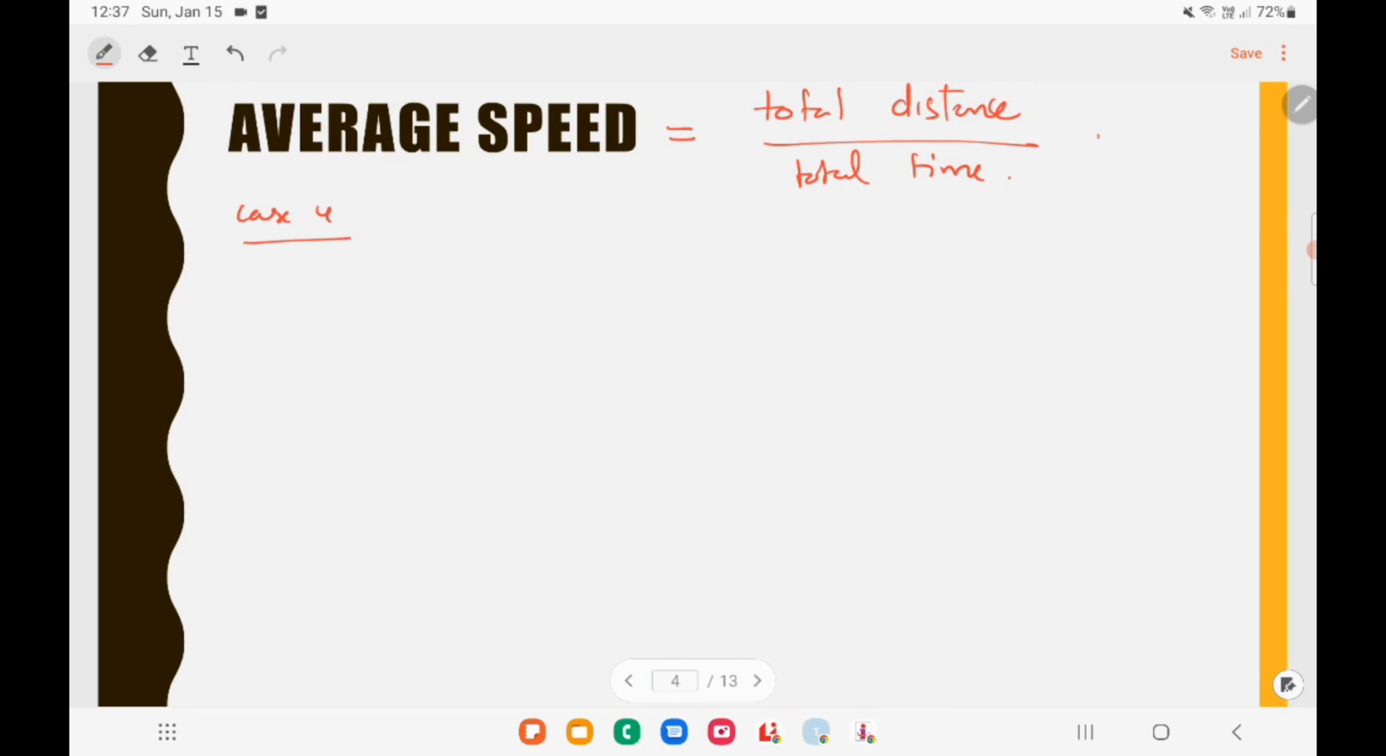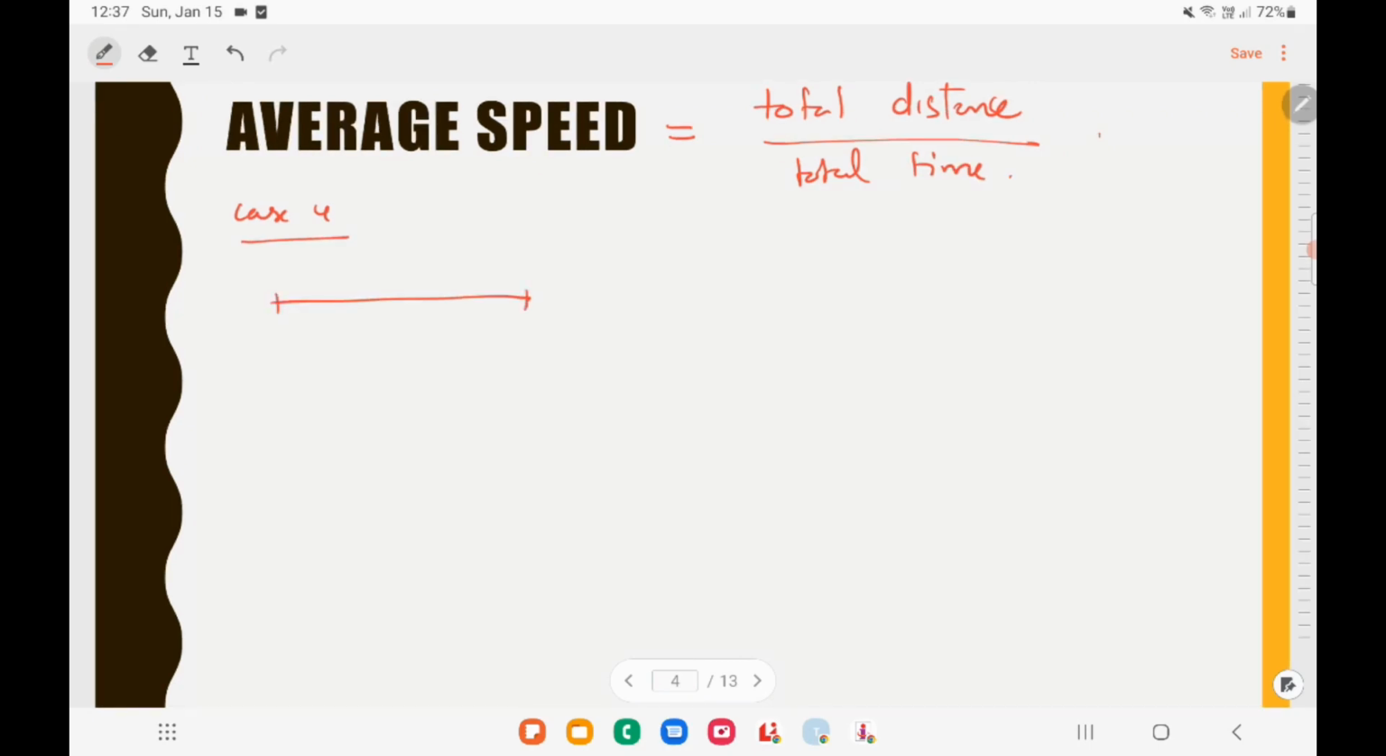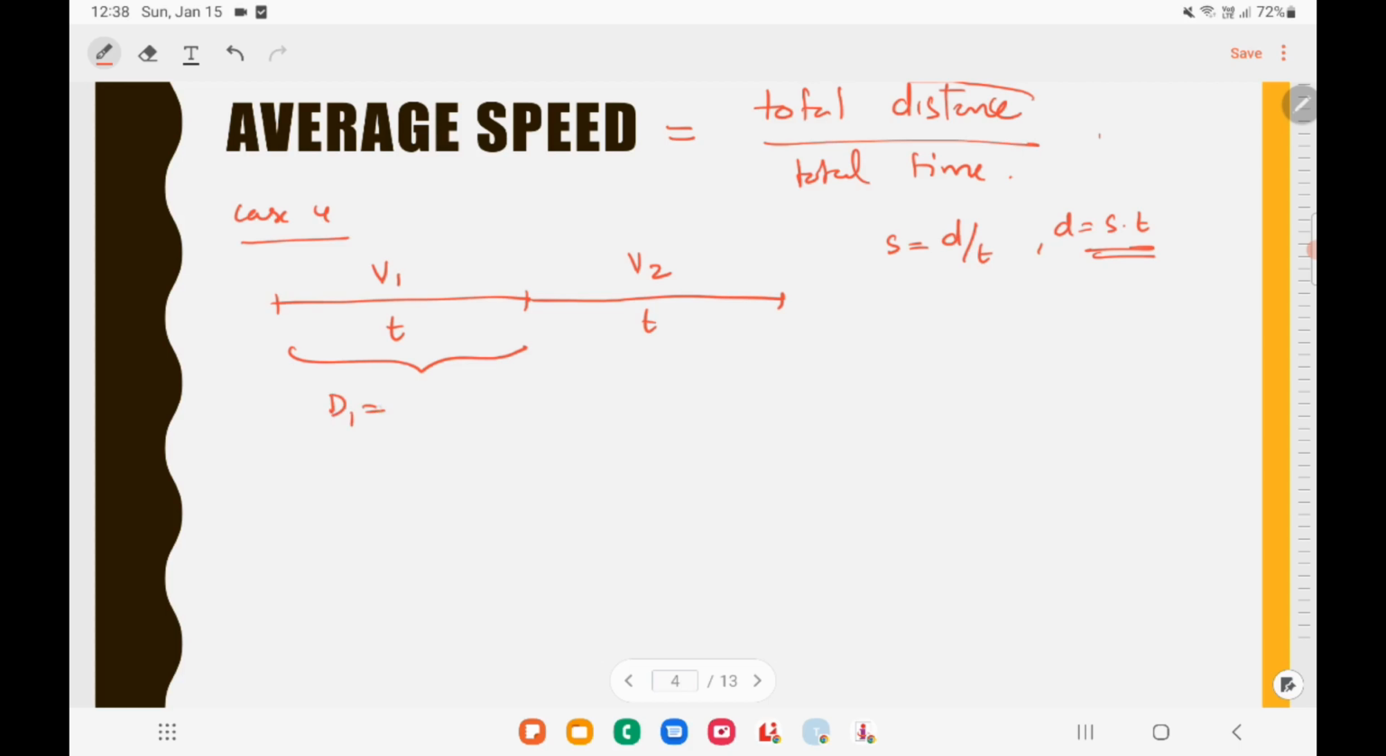In case 4, a car travels for some distance. We don't know the distance. It is given that the car travels with velocity v1 for time t, and with another velocity v2 for another time t. We don't know the distance, so now we need to find the distance, because the equation is total distance by total time. We know that speed is equal to distance traveled by time, or distance is equal to speed into time. So in the first case, the distance d1 is equal to v1 into t. In this case, the distance d2 is equal to v2 into t.